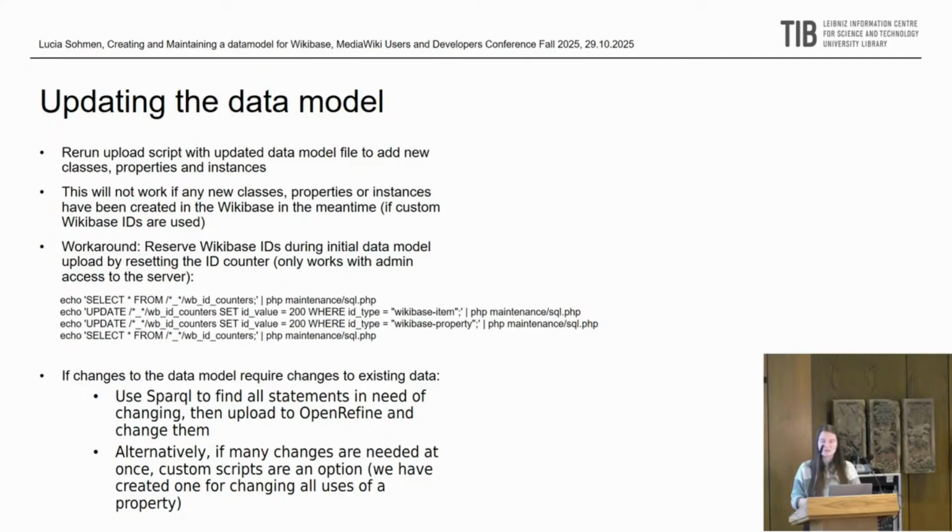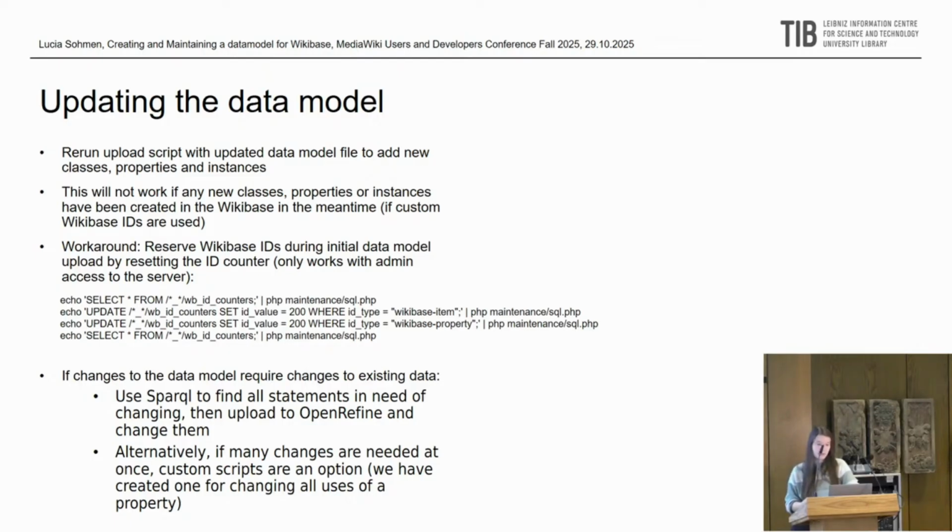Right after uploading the initial data model, you should reserve some Wikibase IDs. For us, we reserve up to 200. You can do this by resetting the ID counter, and unfortunately, this only works from the admin side, so you need server access.